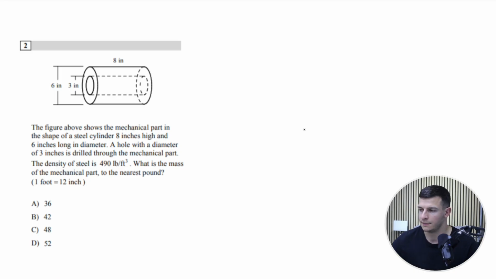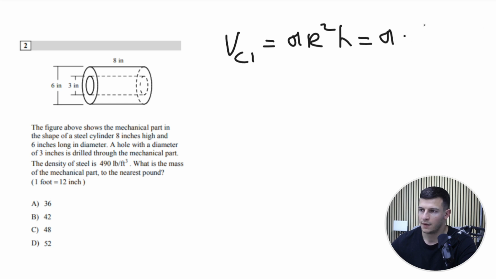So let's see. The volume of the big cylinder, I'll call it C1, is going to be equal to pi r squared h. Now pi will stay. R squared, what is r? So 6 is the diameter, meaning 3 will be the radius. So 3 squared is 9 times the height, 8. So that's my volume for the large cylinder.